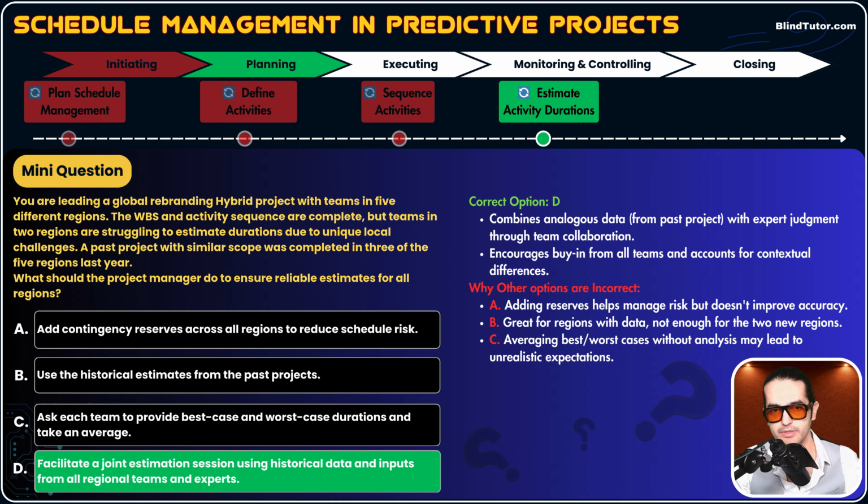Let's continue. It says, facilitate a joint session using historical data. For 3 of those 5 regions, we have historical data, so we will use it. Analogous estimation. We will apply analogous estimation for 3 of those 5. But for 2, we don't have that data. For the other 2, option D also offers, hey, get inputs from experts and all regional teams. It tells us to use expert judgment for the other 2. So option D is a complete option. Other options may be partially correct, but option D is the most complete option.